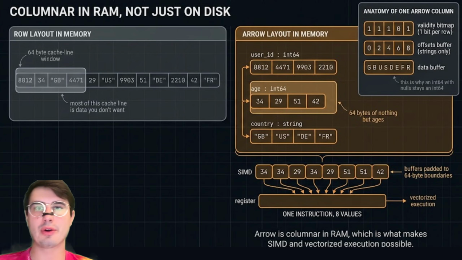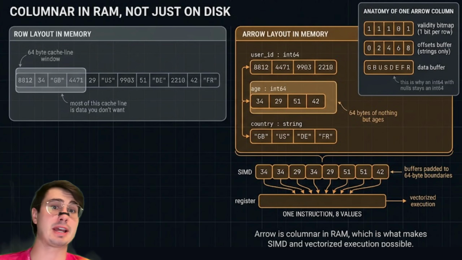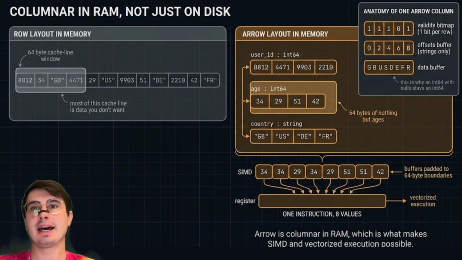So most people already know that Parquet is columnar. When you store a table on disk, instead of writing row 1, 2, 3, you write all of column A, then all of column B. That's why Parquet files are small and why scanning one column out of 200 is cheap. And Apache Arrow is columnar in RAM. So it's the same idea, different place, but the consequences are very different.